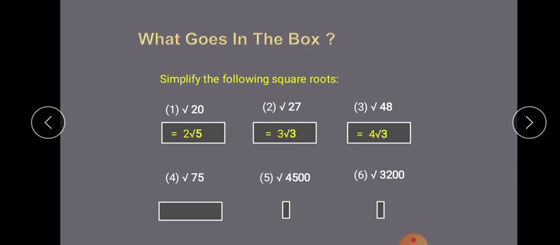Similarly, question number 3, root 48. 48 we can write as 16 into 3. So 16 is the perfect square of 4. So 4 will come out, 4 root 3. Root 75. 75 we can write as 25 into 3. Similarly, 25 is the perfect square of which number? 5. So 5 will come out. So 5 root 3.